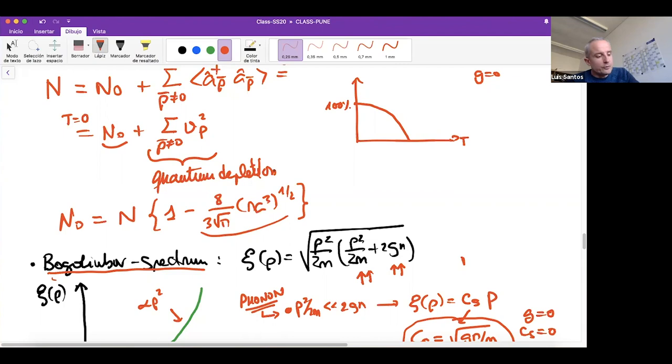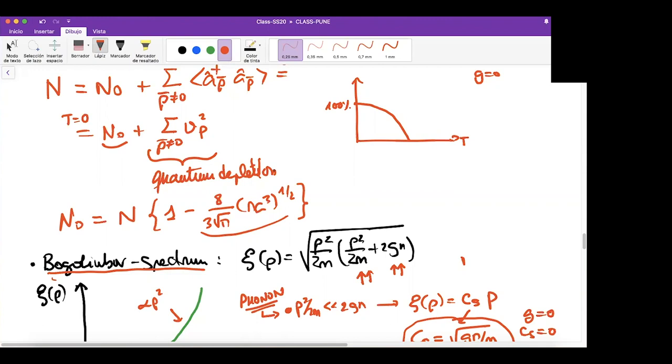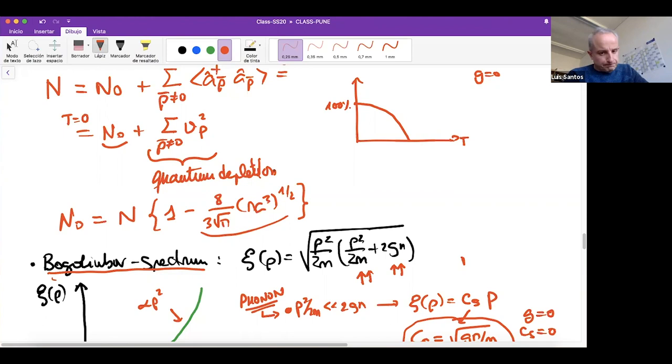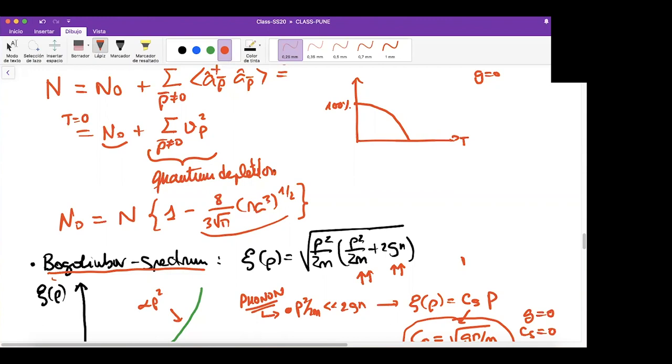So at this point, we cannot say that one phonon corresponds to one particle excitation, because quasi-particle and particle are not the same. So then we have to do some calculation and say how this number of phonons is going to correspond to one particle excitation?